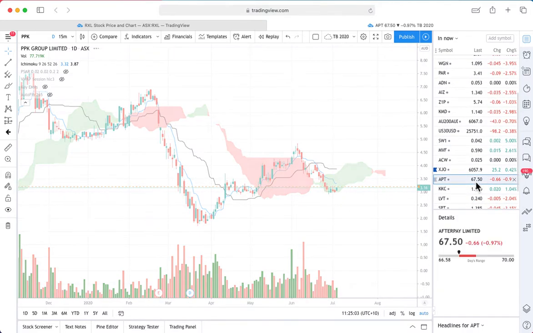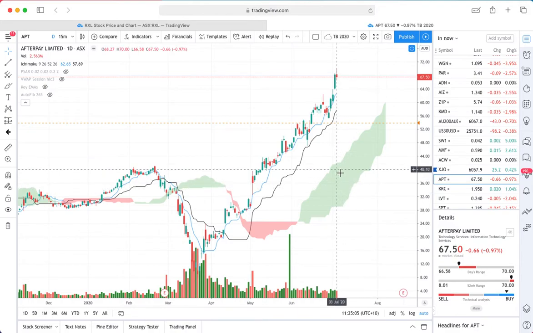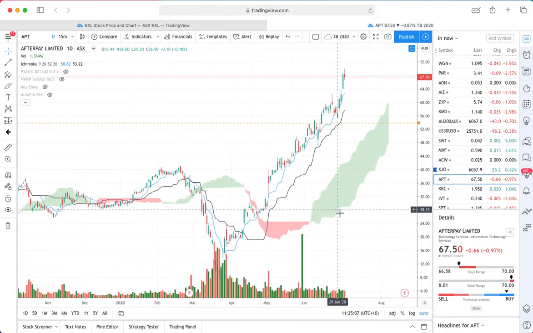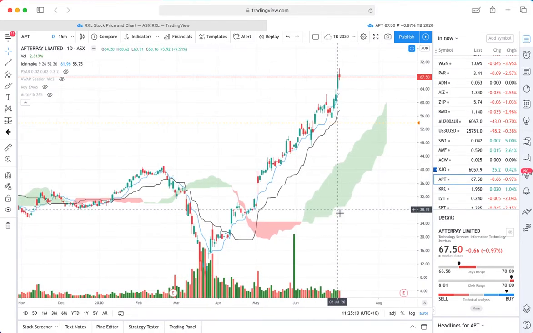Let's have a look at Afterpay. And that right there is a clear example of an uptrend. We've got a nice green support Kumo here. So if the price were to drop, we would know, and we would know to probably get out once it reached this black line here. But that is very extended right there. That's asking to be dropped down a little bit.